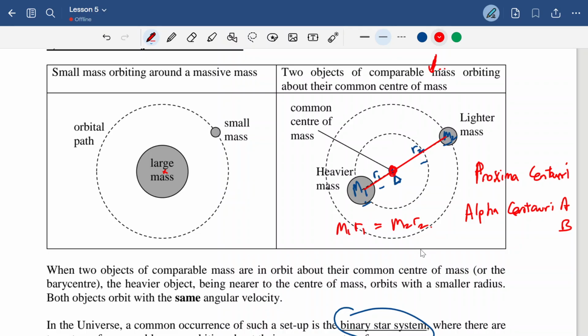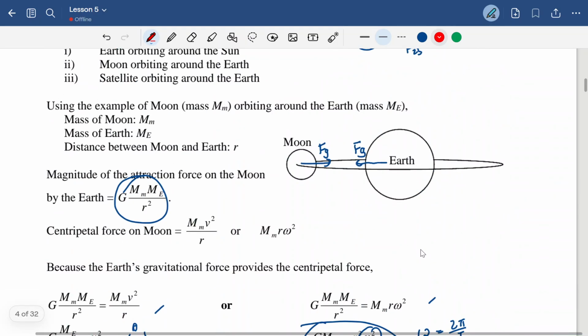Then you think about Moon versus Earth. This is 7 times 10 to the power 22 kg. This is 6 times 10 to the power 24 kg. The difference is about 100 times. So if you have a distance between Earth and Moon, you divide this red line by 100. The center of mass is still somewhere near the center of Earth. So you don't see it.